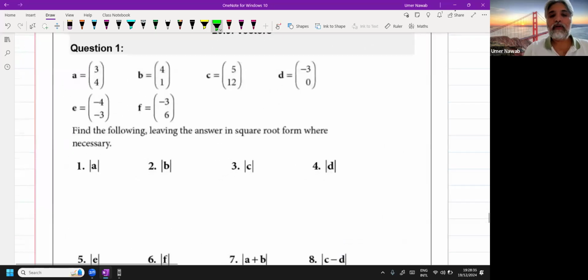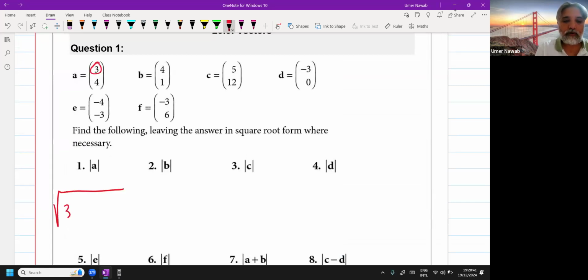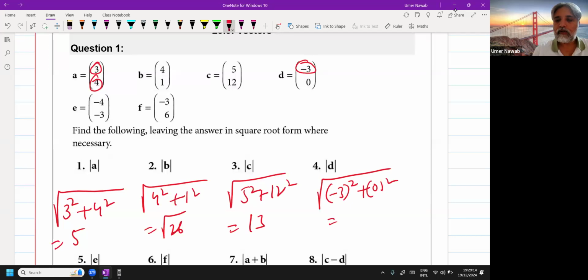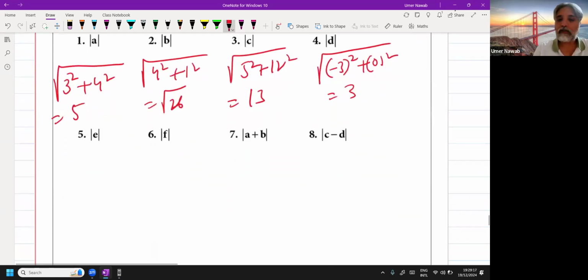Now we came to the vectors. You remember, guys, how to find the magnitude of a vector? x component squared plus y component squared. So this will give you the answer 5. Don't write a negative sign with it because it's a magnitude. So 4 squared plus 1 squared, so it's square root of 17. 5 squared plus 12 squared, it is 13. Square root of (-3) squared plus 0 squared, so my answer will be 3, not plus or minus 3, just 3.